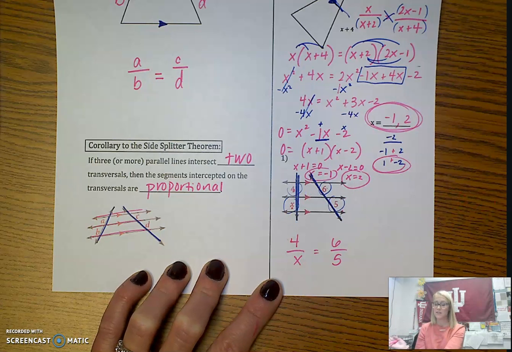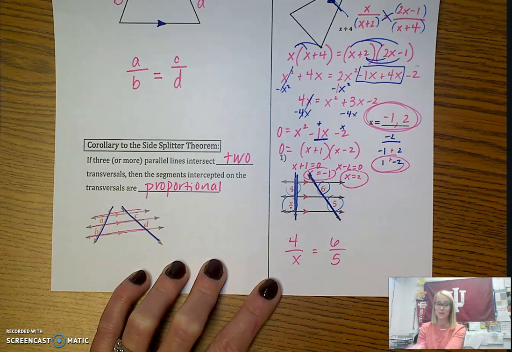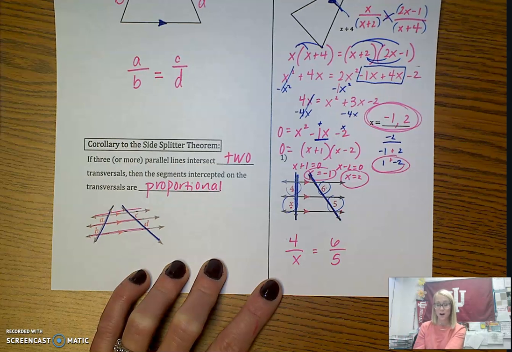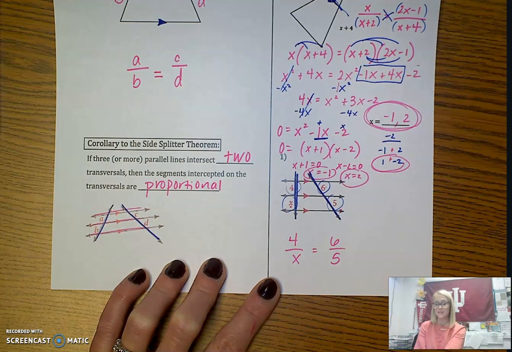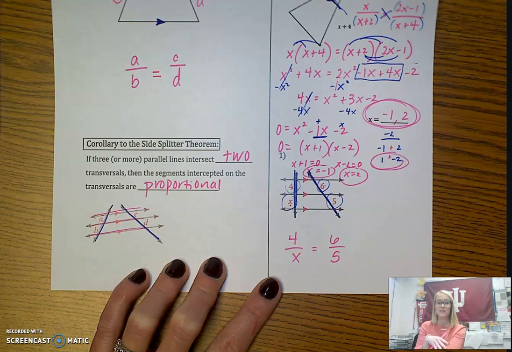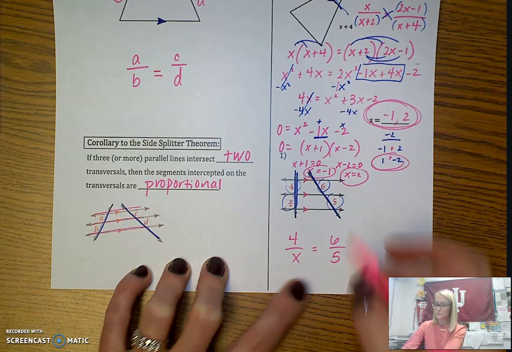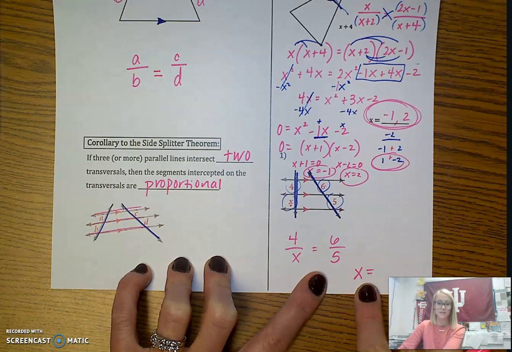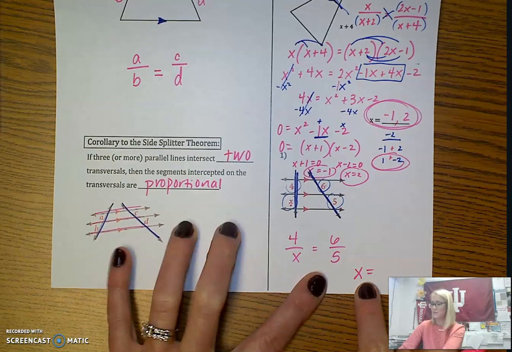There are tons of ways to set this up. I would argue there's more ways to set it up right than wrong. As long as you're consistent and I just follow my transversals, you'll be good to go. Okay, solve this one. See what you get for x. It may or may not be a fraction.